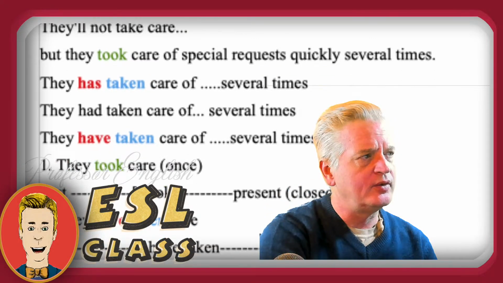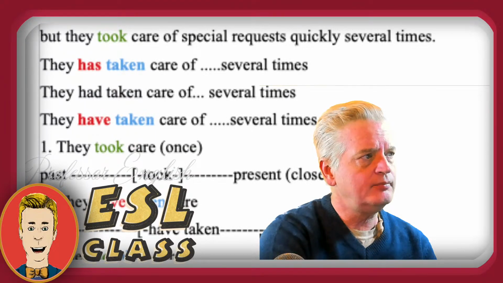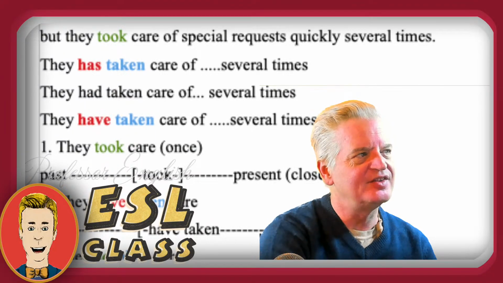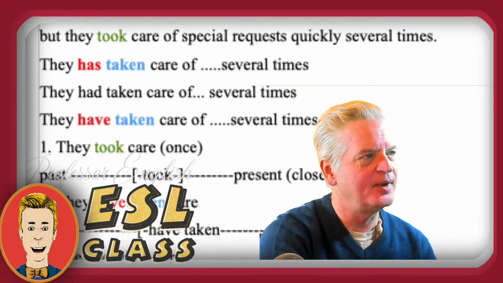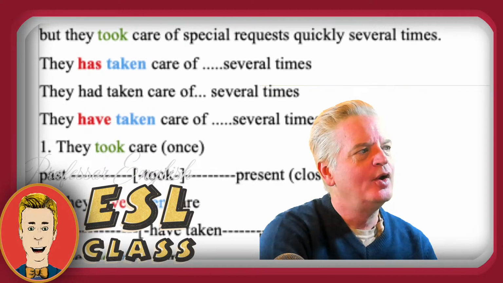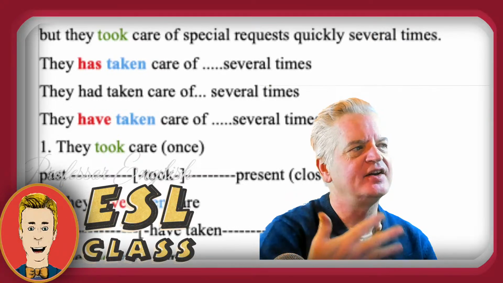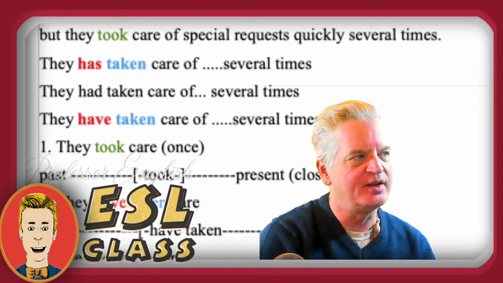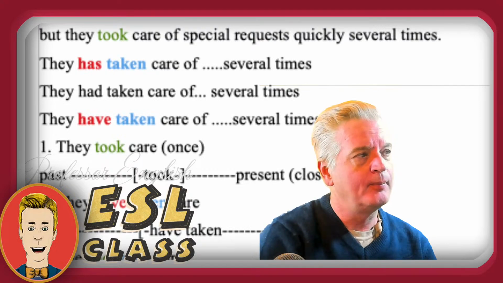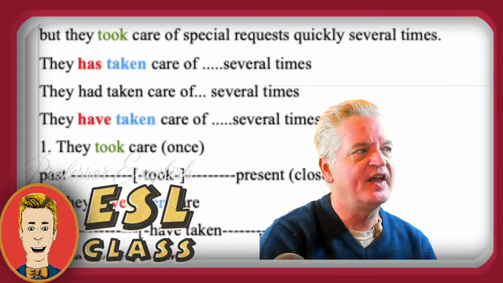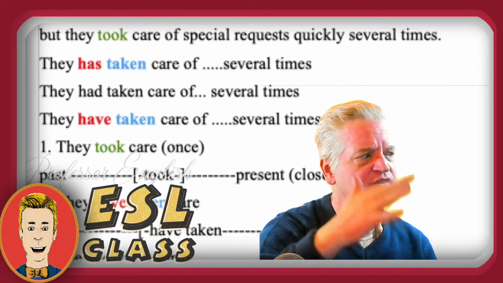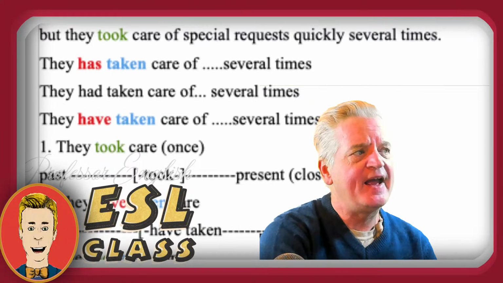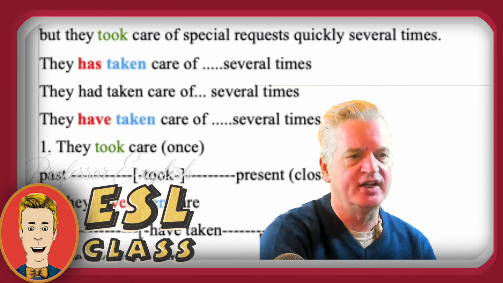So then we had to talk about the verb tenses. First he made a mistake because I asked him to use present perfect, and he said they has taken care of. We had to fix that because it should be they have taken care of special requests quickly several times. His original sentence, they had taken care of special requests quickly several times, is not wrong, but I think the second sentence is better. But why is that? What's the difference between saying they took care of and they have taken care of?